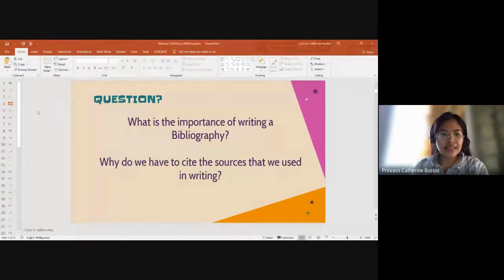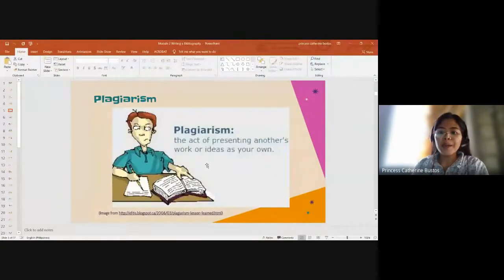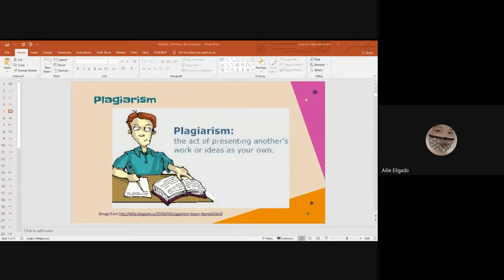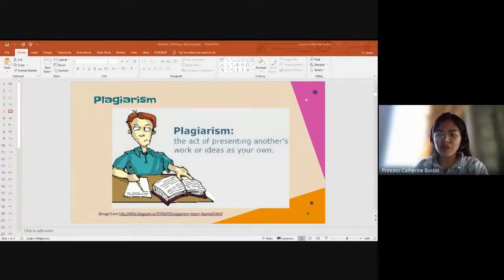Plagiarism, exactly. So we have here the word plagiarism. So what is it? Please read. I'll call students, okay? Ailey Eligado, go, Ailey. Please read. Plagiarism, the act of presenting another's work or ideas as your own. Okay, thank you so much.